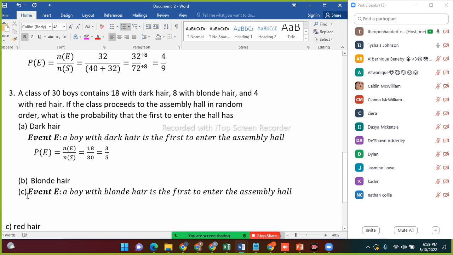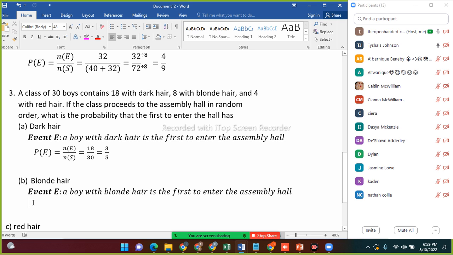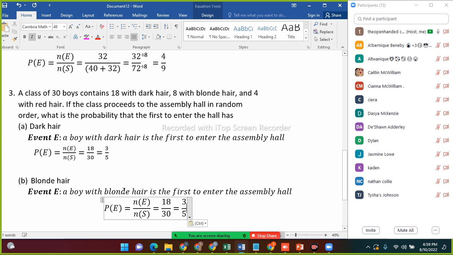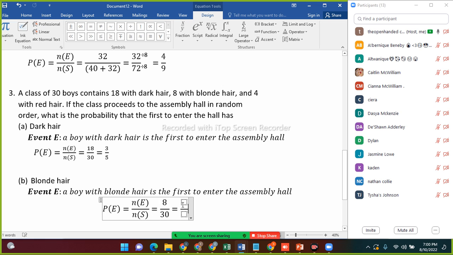What is going to be my probability? What's my top number and my bottom number? 8 is the top number, 30 is the bottom number. Very good. How can I simplify 8 over 30? By 2. 8 divided by 2 is 4, and 30 divided by 2 is 15. So this one is 4 over 15.